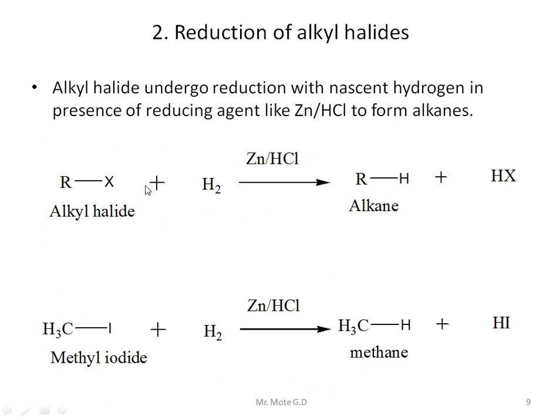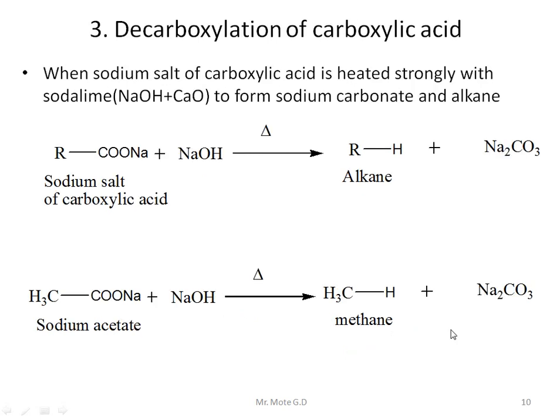So alkyl halide is treated with zinc in HCl, that is a reducing agent. So H2 is going to treat it, one H and the X liberated as HX, and one H attaches to the alkyl group to form alkane. So alkyl halide undergoes reduction in presence of nascent hydrogen and reducing agent, that is zinc in HCl, to form alkane. So we have taken methyl iodide treated with zinc in HCl to form methane and hydrogen iodide. That is the second method.